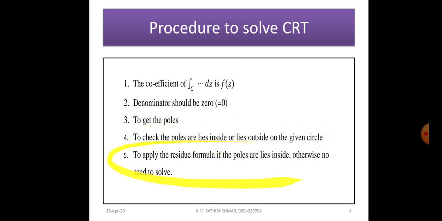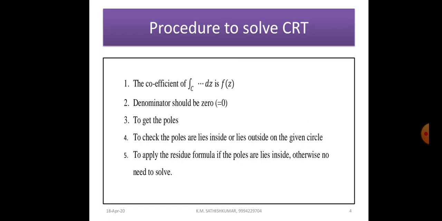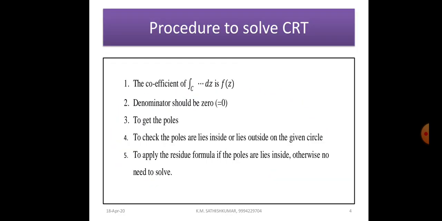Now the last point is the most important point. Apply the residue formula if the poles lie inside, and otherwise there is no need to solve the problem. So if the poles lie inside, we use the formula. If they lie outside, no need to use the formula.